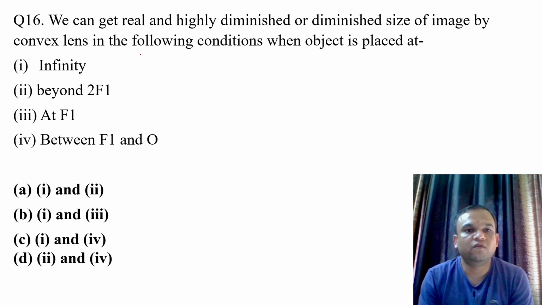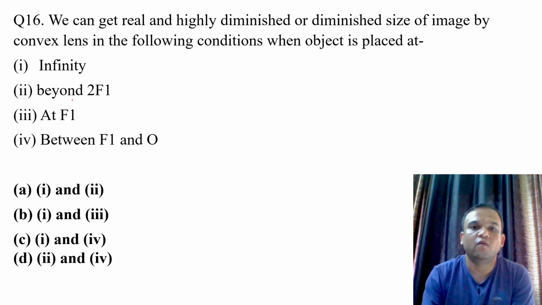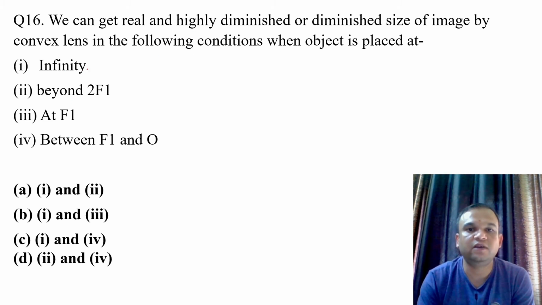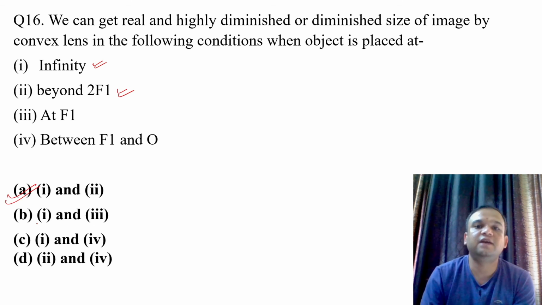Next question says, we can get a real and highly diminished or diminished size of image by a convex lens in the following conditions when the object is placed at. We get a highly diminished image when we keep the object at infinity, and we get a diminished size of image when we keep the object beyond 2f1, and that is why option A will be the correct answer.